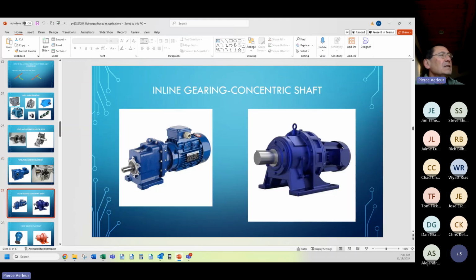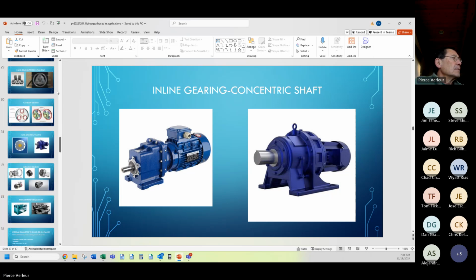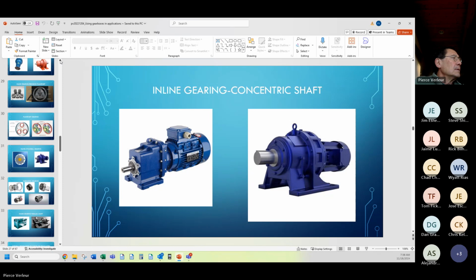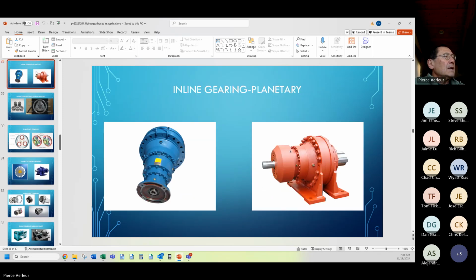Now we get into inline or concentric shaft. Concentric shaft means that the output shaft is on the same axis as the input motor shaft. Inline gearing that is not concentric is called parallel shaft. And you have a different degree of form factors here.